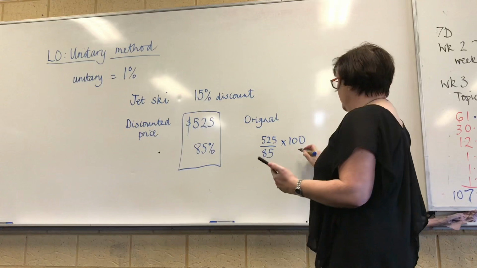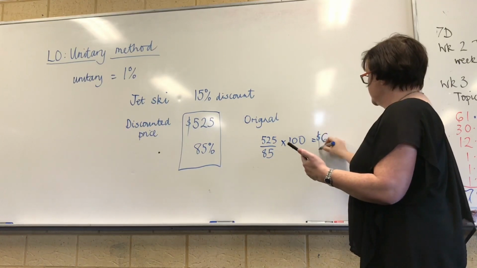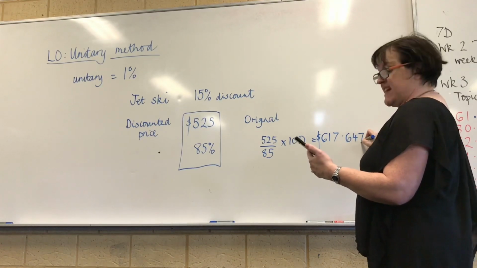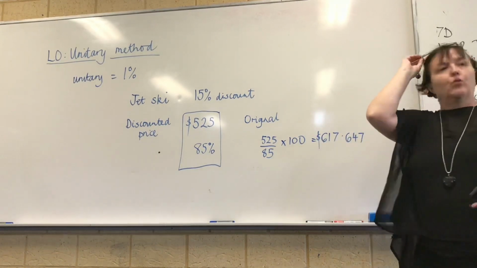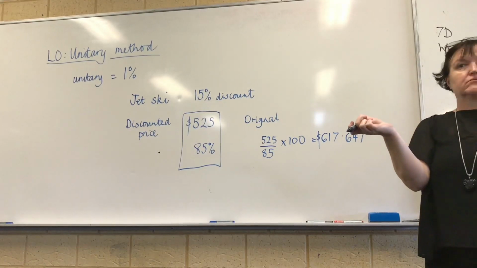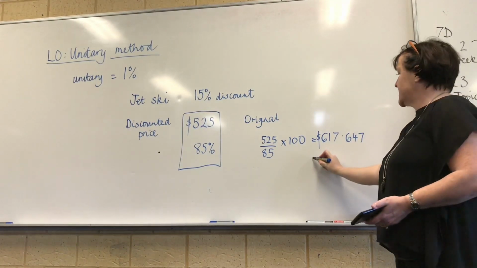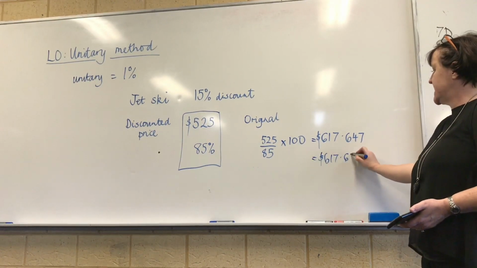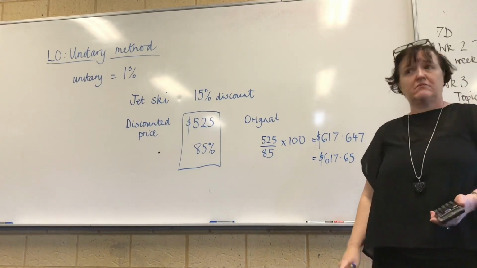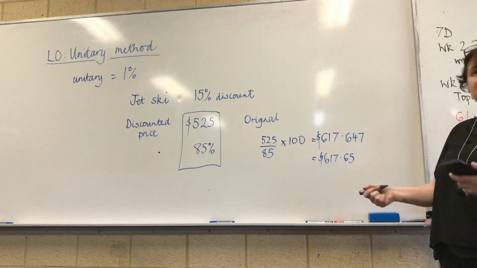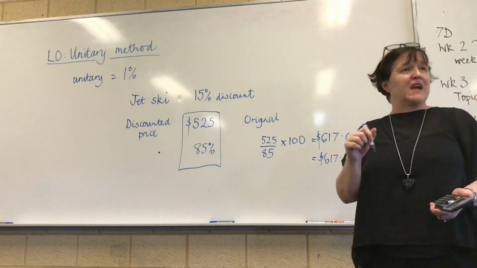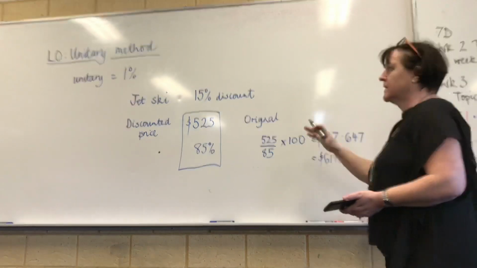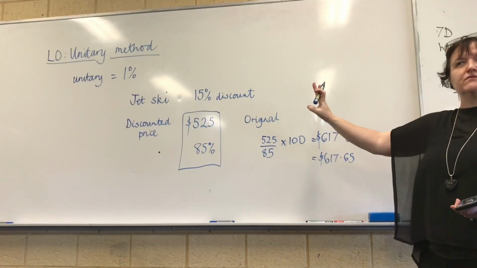So that would be, and it's money, remember, $617.647, whatever. Now, what do we do with money? You round it to 2 decimal places. So this would be $617.65. And in this case, the price actually matches the cash price, because remember, a cash price has to end in a 5 or a 0. That's right. Okay. So is everyone with me with that one? Okay, great.